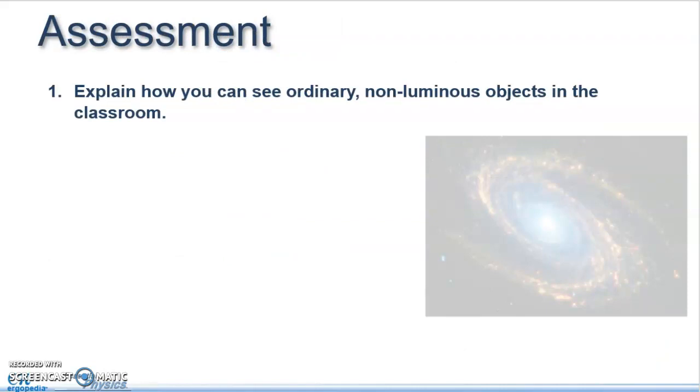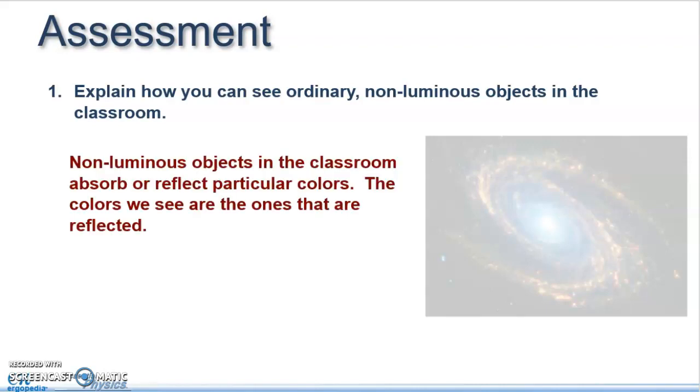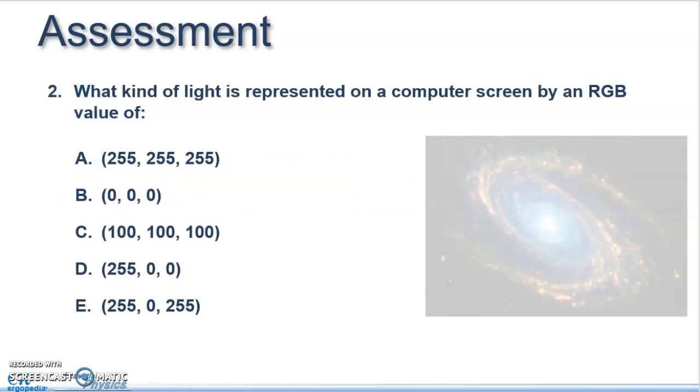All right, so how can you see ordinary non-luminous, non-illuminated objects in the classroom? They absorb or reflect, and the colors we see are the ones that are reflected. All right, what are those colors of light? Maybe pause the video and take a minute to think about it. And here are the answers.